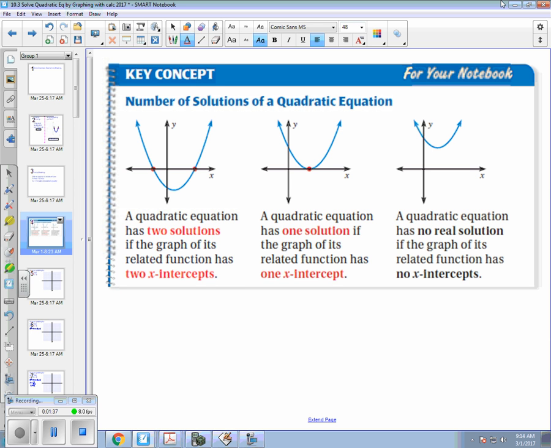Please note that not all quadratic equations have two solutions. If it crosses the x-axis twice, there are two solutions, thus two x-intercepts. If the quadratic equation touches the x-axis once, that's where the vertex is touching the x-axis, then there is only one solution, one x-intercept. And sometimes our quadratic equation does not touch the x-axis at all, and we say that quadratic equation has no real solution, no x-intercepts.